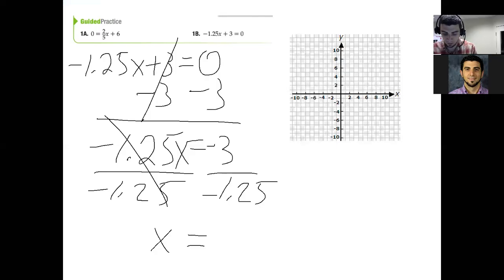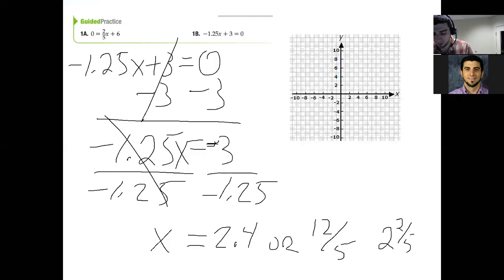oh, I forgot the negative here. I was wondering, I knew my answer was going to come out positive. So when you subtract 3, you should get a negative here. So negative divided by negative is a positive 2.4. And as a fraction, that would be 12 fifths. And as a mixed number, it would be 2 and 2 fifths.